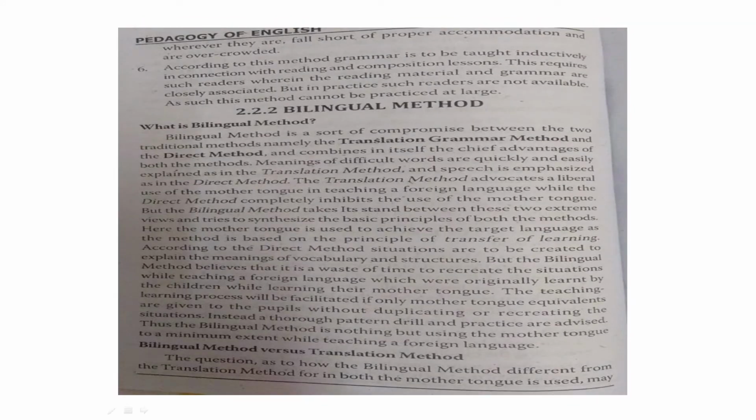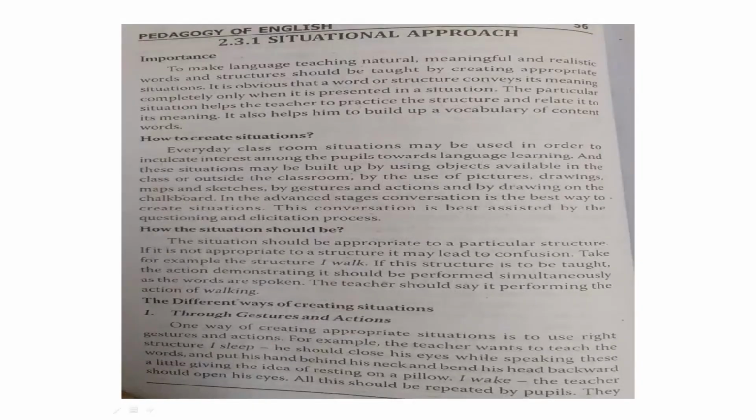What is bilingual method? Bilingual method is a sort of compromise between the two traditional methods, namely translation grammar method and direct method, and combines in itself the chief advantages of both the methods. Meaning of the difficult words are quickly and easily explained as in the translation method, and speech is emphasized as in the direct method. Thus, the bilingual method is nothing but using the mother tongue to a minimum extent while teaching a foreign language. Next one is situational approach.